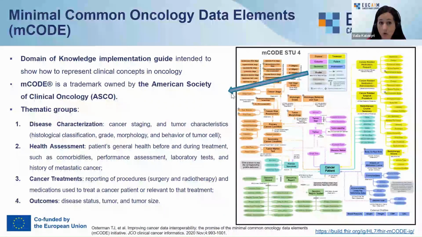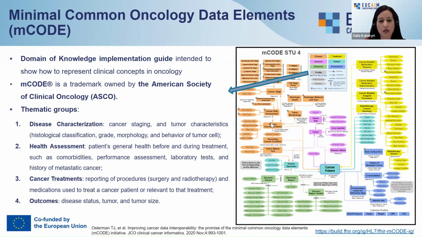So now regarding M code, actually M code stands for Minimal Common Oncology Data Elements. It is actually a FHIR implementation, intended specifically to show how to represent this complex cancer domain. It was developed and is owned by the American Society of Clinical Oncology, so from ASCO. As you can see here in the picture on their website, the M code has these thematic groups: the disease group, the treatment, the patient, assessment, genomics, and outcome. And each of these groups has specific kinds of information.